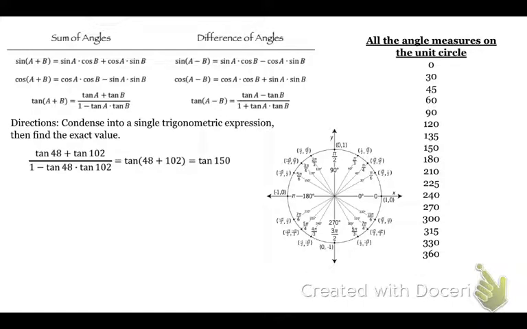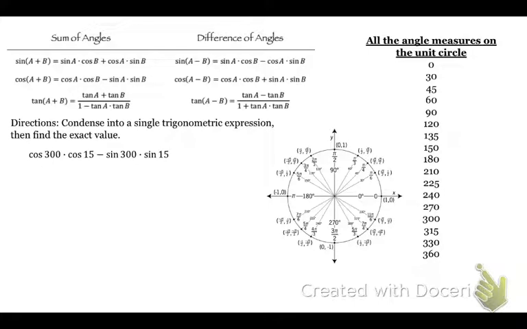Well, 48 plus 102 is 150, which is on the unit circle. So it's right here. That's negative square root of 3 over 2 and 1 over 2. Y over x, so 1/2 over negative square root of 3 over 2. The 2's cancel, and I'm just left with negative 1 over the square root of 3.